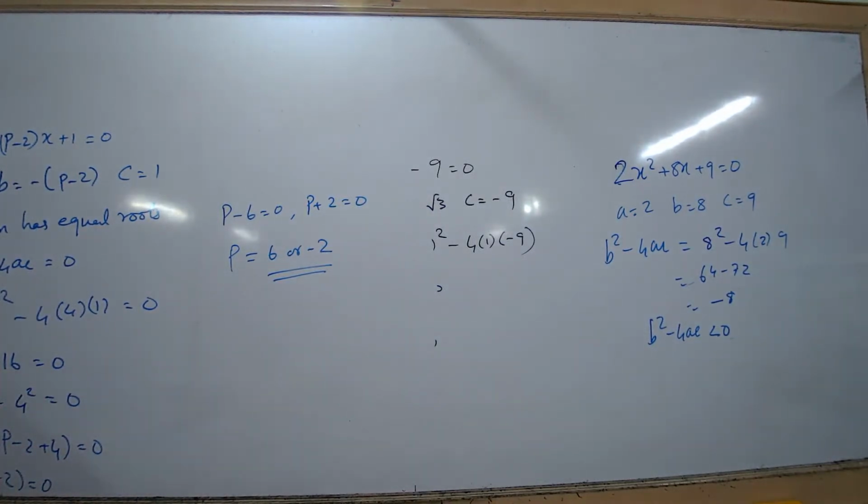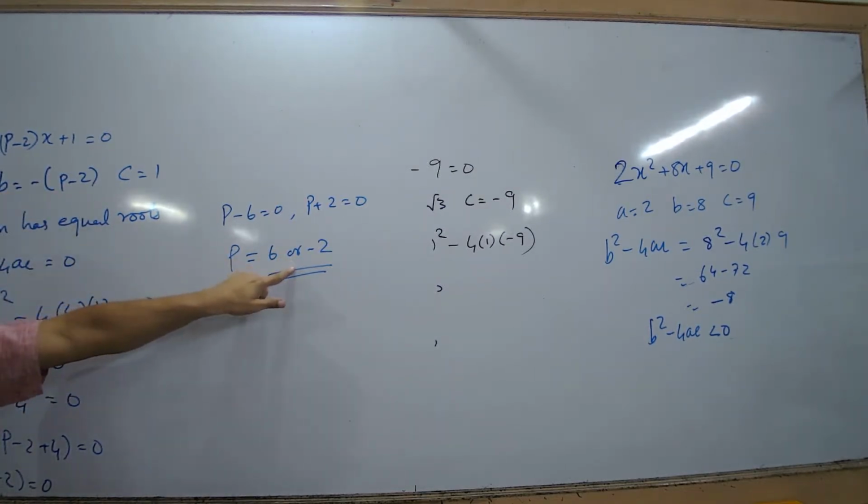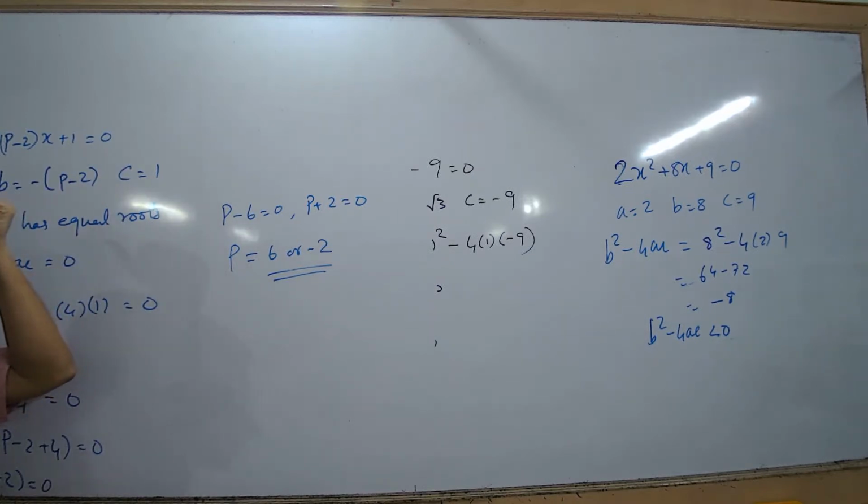Complete, all of you. Look here. How to identify whether both the values are valid. Substituting is not required. You check what is a. What is the quadratic equation? ax square plus bx plus c equal to 0. What is the value of a? 4. If p equals 6, what is the value of a? 4. If p equals minus 2, what is the value of a? Same 4 only. Therefore, both are satisfied.